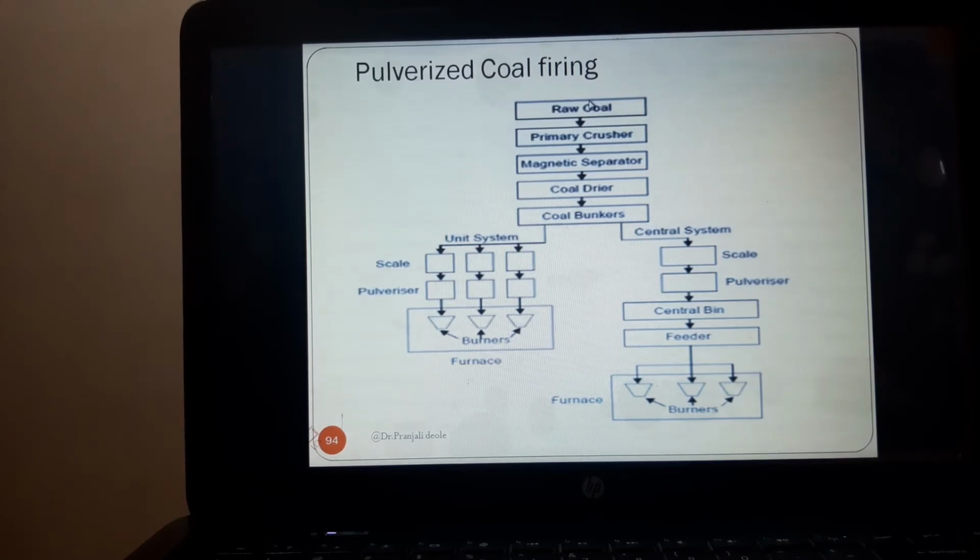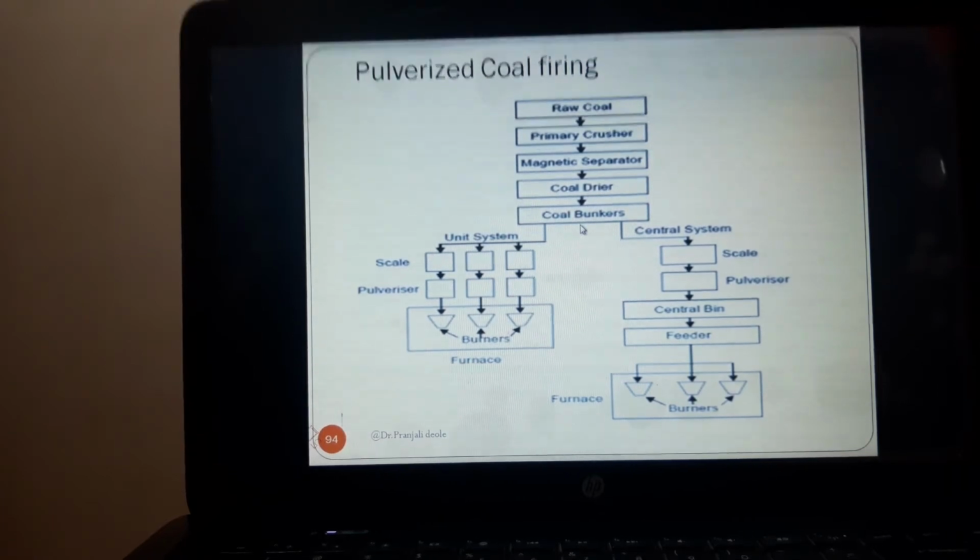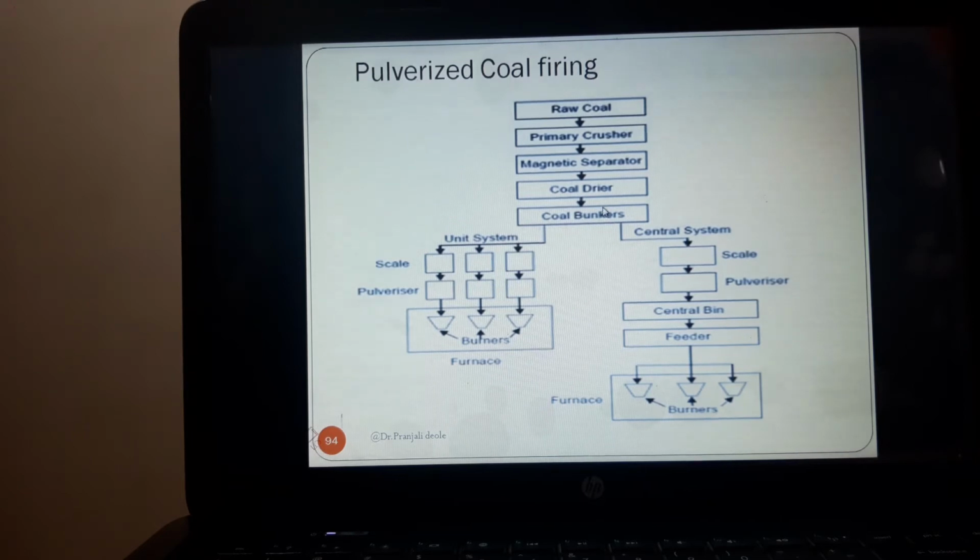Raw coal enters the primary crusher first, then goes to the magnetic separator, and after the magnetic separator it enters the dryer, and then the coal bunkers. In coal dryers, the humidity content of the coal is reduced, and this dry coal is then given to the coal bunkers. From the coal bunkers, the coal enters either the unit system or the central system. Unit system and central system are nothing but the two systems which are used in pulverized fuel plants.